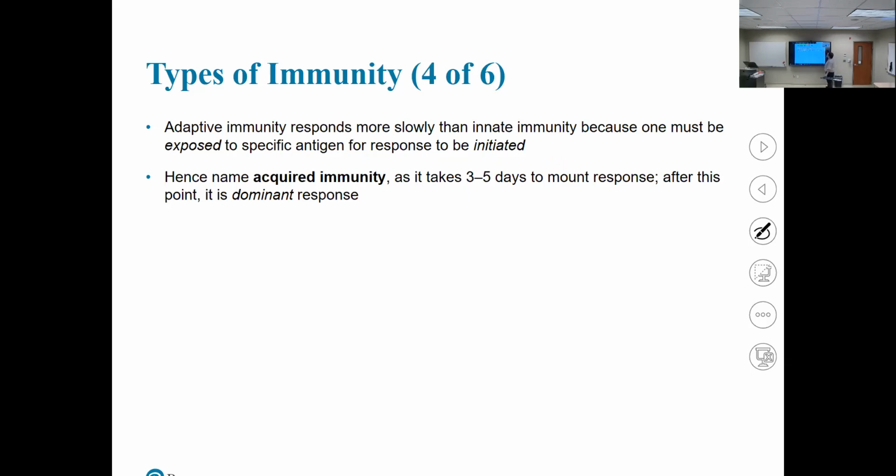Acquired immunity takes 2 to 5 days to mount a response. When I get my second COVID shot on Sunday, I'm supposed to wait 2 weeks before I go in. I should be good to go after 2 weeks after that. But what they're saying now is, if you got one shot, even the Johnson & Johnson one shot, I'm at like an 85% chance of not getting COVID.